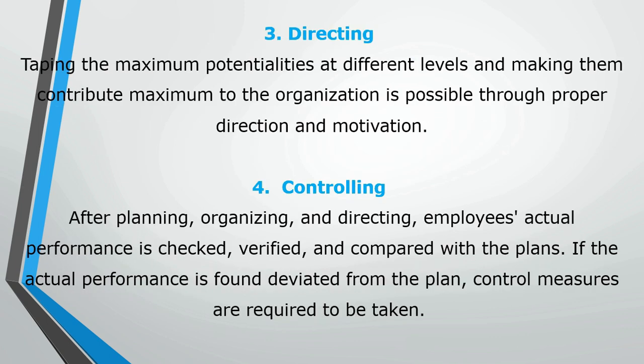The third one is directing. Tapping the maximum potential at different levels and making them contribute maximum to the organization is possible through proper direction and motivation. The fourth one is controlling. After planning, organizing and directing, employees' actual performance is checked, verified and compared with the plans. If the actual performance is found deviated from the plan, control measures are required to be taken.